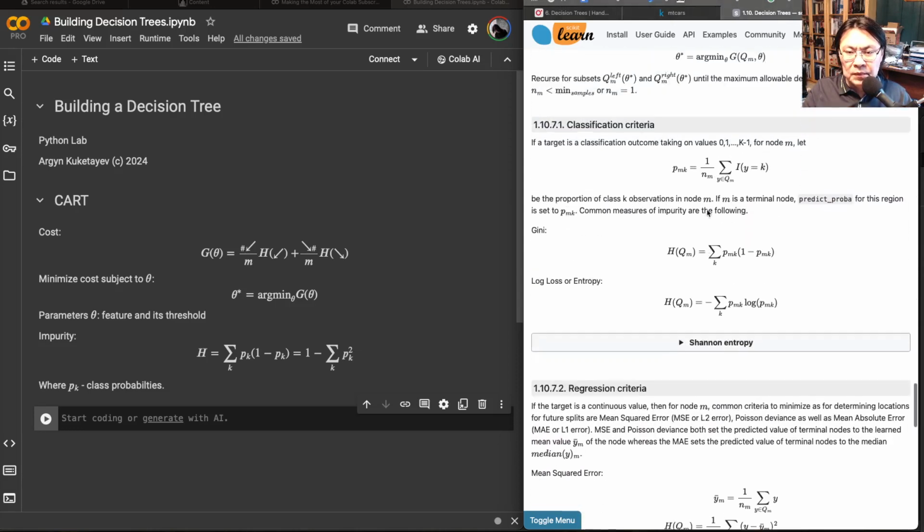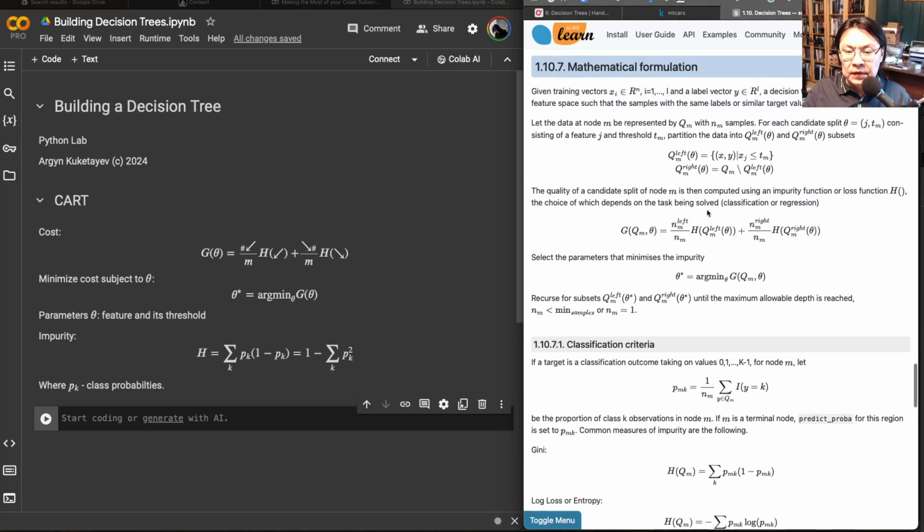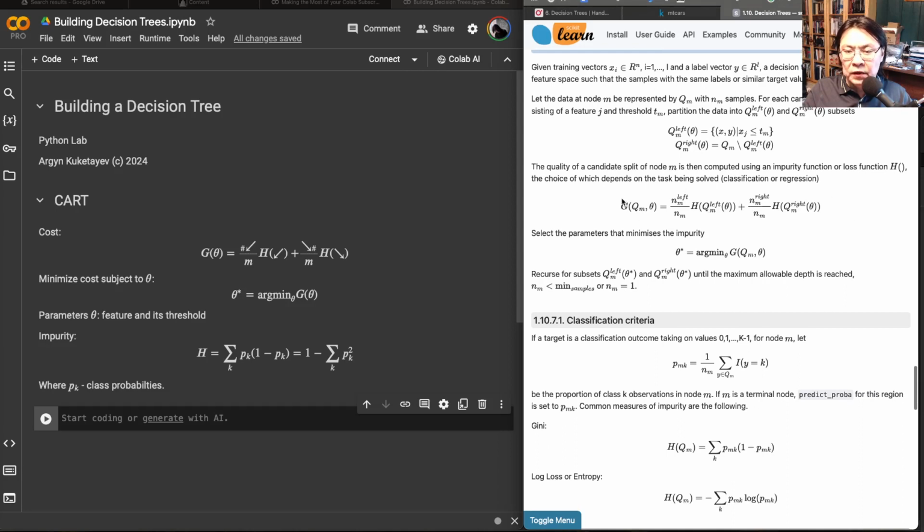So how do we make the split, right? The CART algorithm makes the split according to this equation, which looks a little complicated. So I have a simplified version of it in the notebook, which comes with this video. We will be calculating the cost of a split determined by this theta. Theta is a parameter, and the parameter actually includes two things: a feature and its threshold.